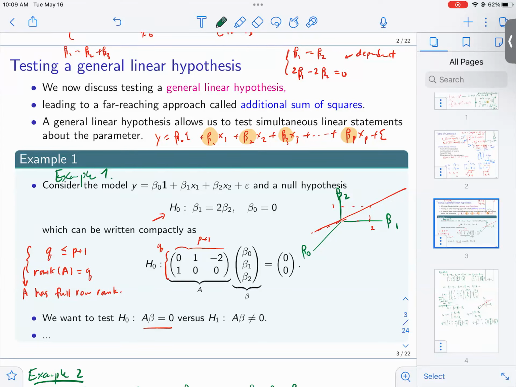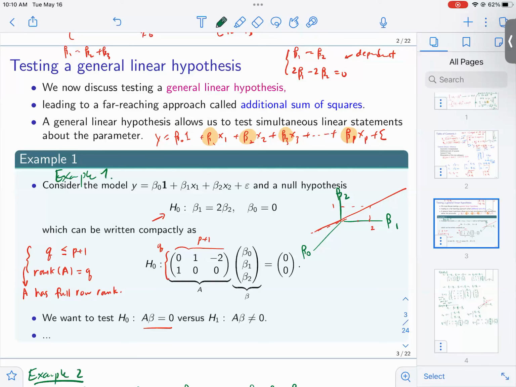So I want to do this test. What will be the reduced model? The reduced model is a model in which I enforce the constraints under the null. So how do you enforce these constraints to get a reduced model? One of them is really simple. Since beta 0 is 0, you can just take that away. I'm just going to set beta 0 equal to 0, so this goes away. How to deal with the second one? Substitute 2 beta 2. Great, so I can eliminate one of them: substitute 2 beta 2 for beta 1, and then everything would be in terms of beta 2.